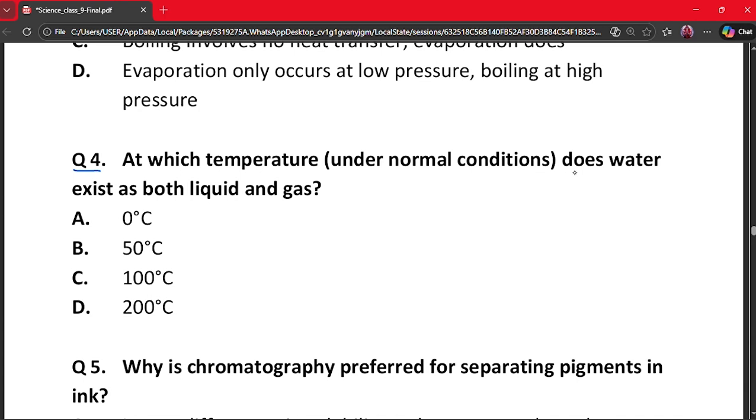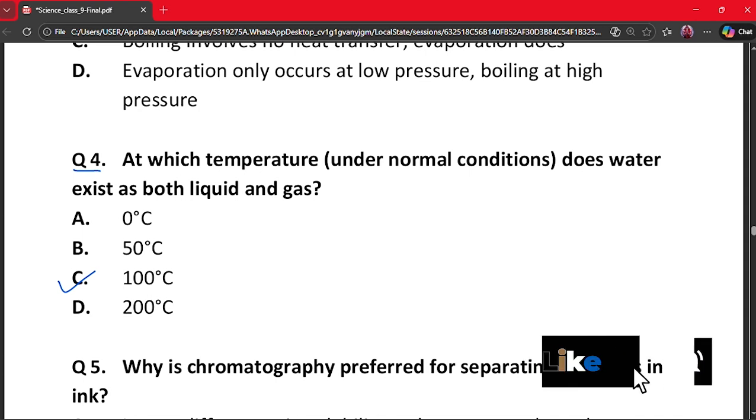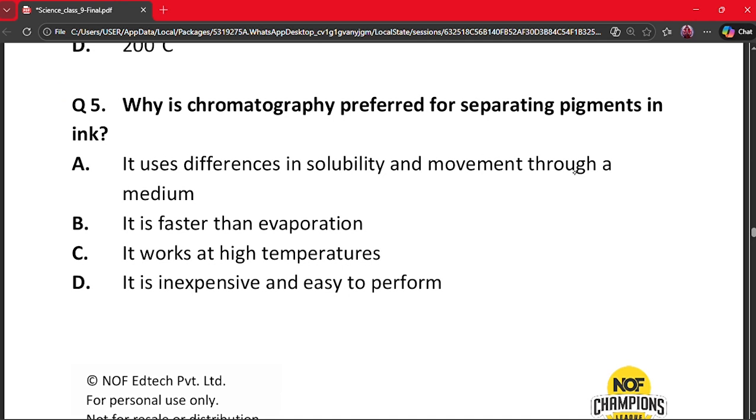A. 0 degrees Celsius, B. 50 degrees Celsius, C. 100 degrees Celsius, and D. 200 degrees Celsius. The correct answer is 100 degrees Celsius, because at 100 degrees Celsius under normal atmospheric pressure, water exists simultaneously as liquid and vapor. This is the boiling point of water, and at this temperature both phases remain in equilibrium. Our next question is question number 5.